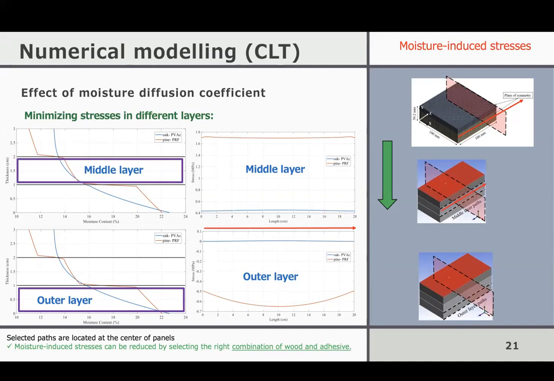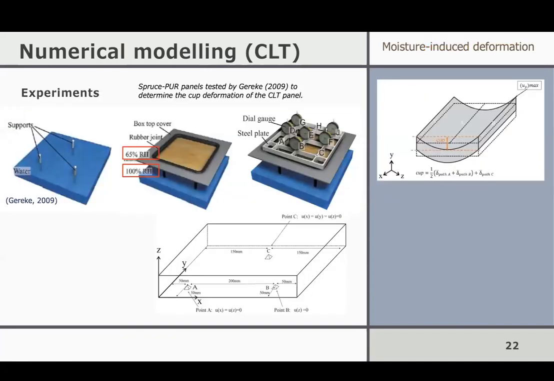For example, here, if we use pine and PRF for a current design, and instead use oak and PVAC, the stresses could be reduced from 1.7 megapascal to about 0.45. So we can look at the ultimate stress and failure of wood species and try to always stay below that at the extreme cases.